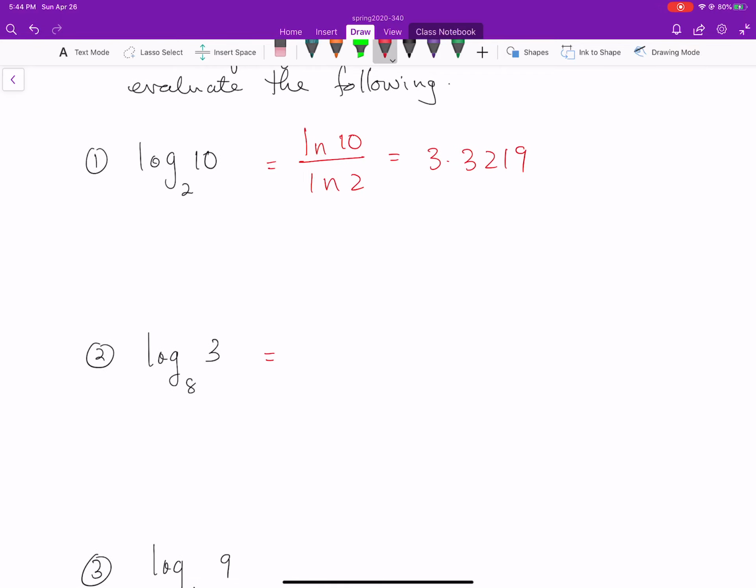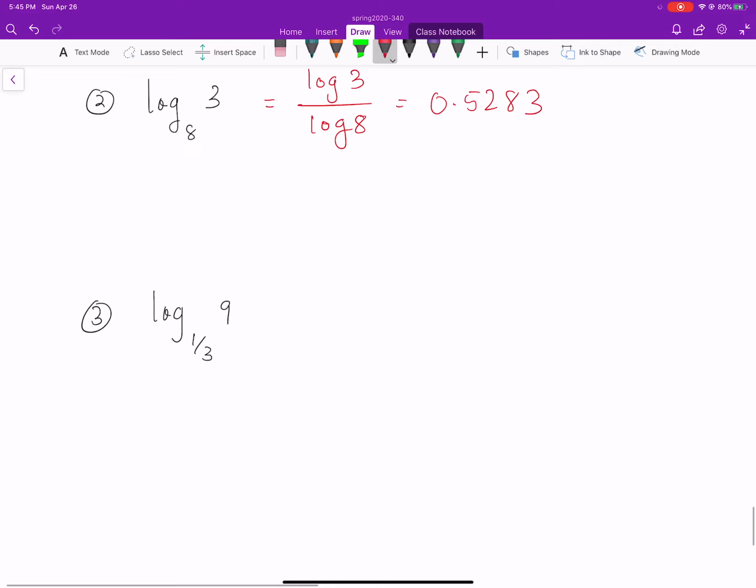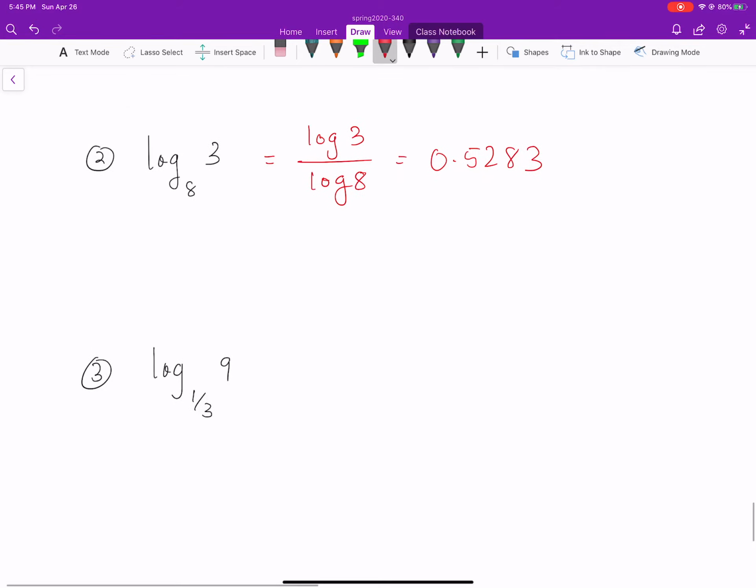Over here, I'm trying to figure out this. I'm going to work in base 10. Hey, I'm going to get log 3 divided by log 8. And I have a log feature on my calculator, so I'm going to get log 3 divided by log 8. I get 0.5283.